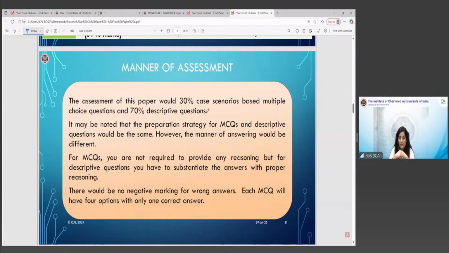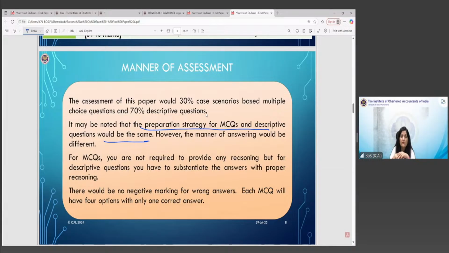Now, if you talk about how to prepare, the preparation strategy for MCQs and descriptive would be the same. How the manner of answering is different, that I have informed you. You have to be very specific and understand the requirement of the question while attempting the descriptive question. To the point answers only should be there in your answer sheets. Do not write a long answer. You are not supposed to write any long answers, but very specific and to the point of the requirement of the questions you have to mention in your answer sheet.